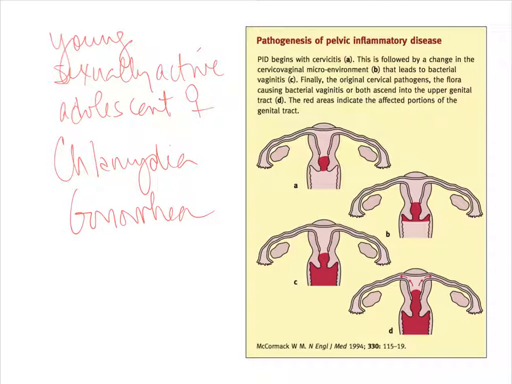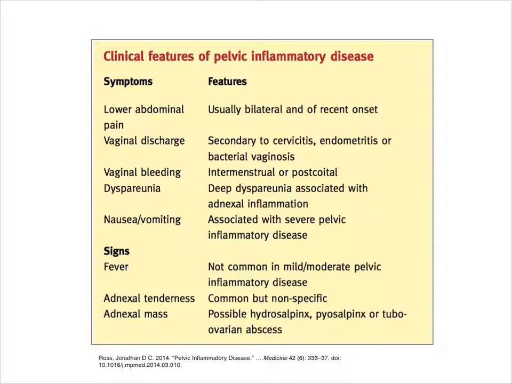Birth control pills work by thickening the cervical mucus, and this has the effect of preventing cervicitis from ascending into the uterus and into the fallopian tube. Therefore, women on birth control pills have a lower incidence of pelvic inflammatory disease. So the patient generally presents with a relatively sudden onset lower abdominal pain, and it's usually bilateral. As I previously stated, it often occurs during or right after her period.